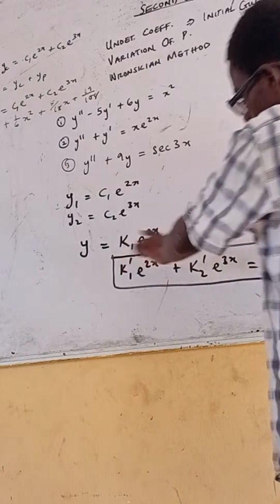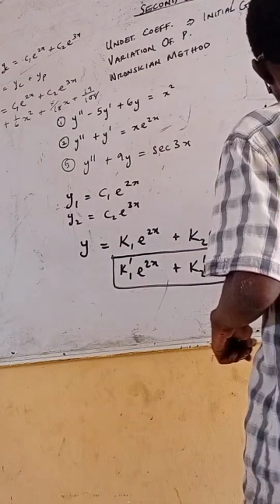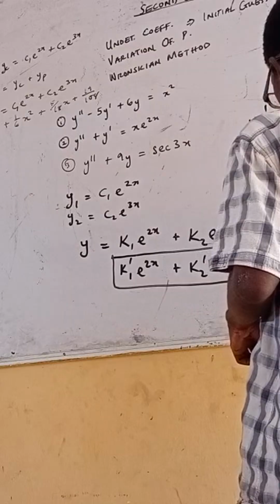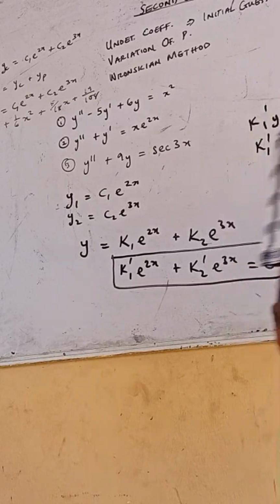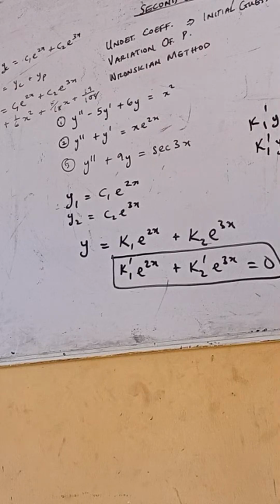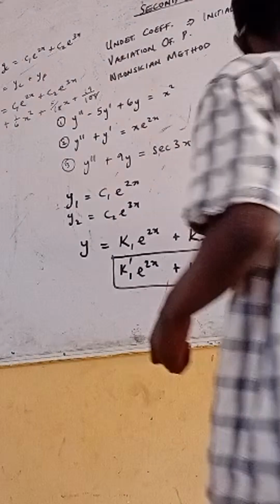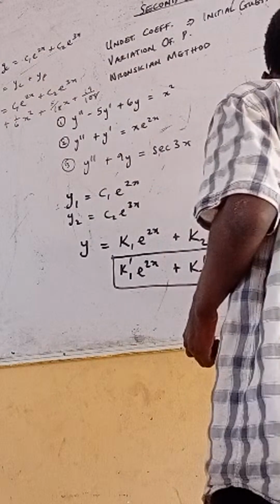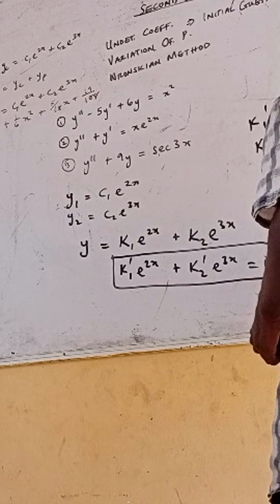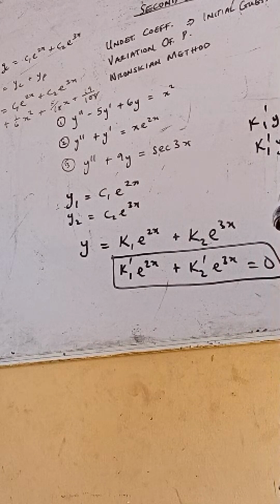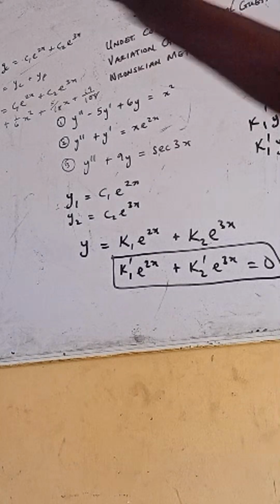For this first part. Now let's do the second part. The second part will now become plus K2 prime e raised to power 3x plus 3K2 e raised to power 3x. Now don't forget this one that we have established is equal to 0, right? So y prime is 2K1 e raised to power 2x plus 3K2 e raised to power 3x. Do you get what I did, please? To assimilate everything.